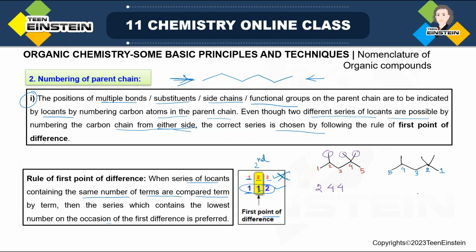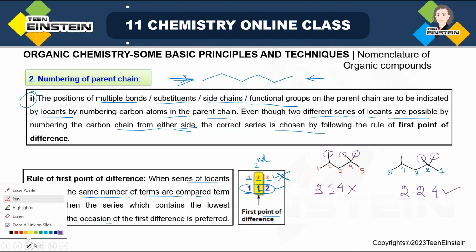Now if you consider the second one, the blue marking, you have the first methyl at 2 position, the next methyl also at 2 position, and the third methyl, or substituent, in this case it is methyl, that is why I am saying methyl, is at 4. So what is the first point of difference? At the first position both cases have 2, at the second position you get the difference, so you will choose this one, you will not choose this one.